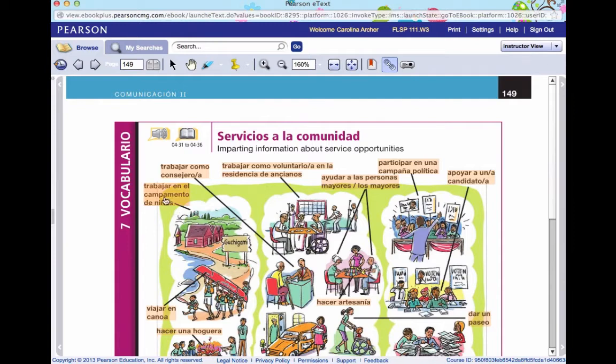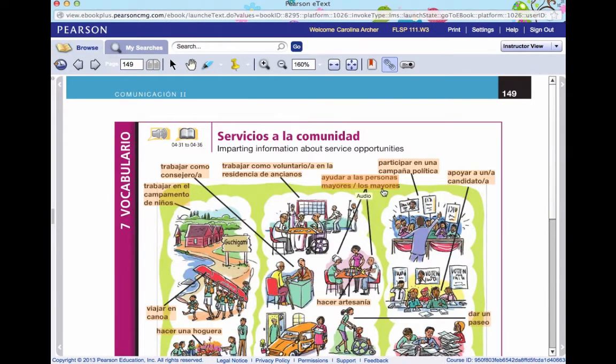So you have trabajar en el campamento de niños, to work in a children's camp. Trabajar como consejero, work as a counselor. Trabajar como voluntario o voluntaria en la residencia de ancianos, work as a volunteer in a nursing home. Ancianos is a word for elderly people, just like personas mayores or los mayores. That's another way to refer to elderly people.